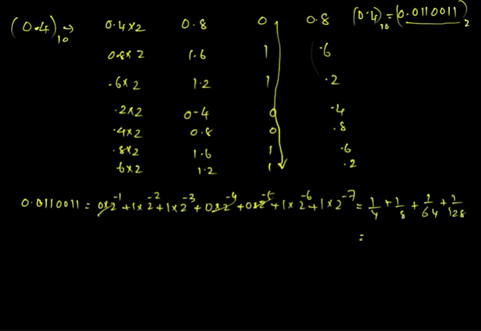This value will be 1 by 4 plus 1 by 8 plus 1 by 64 plus 1 by 128, which we get as 0.398437. It is not exactly 0.4, but approximately, if you round off from the second digit, we will get 0.4.